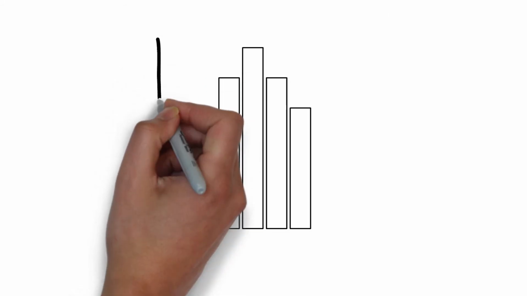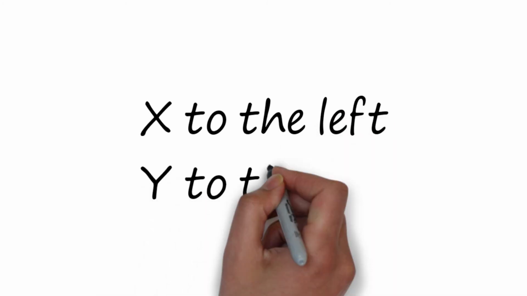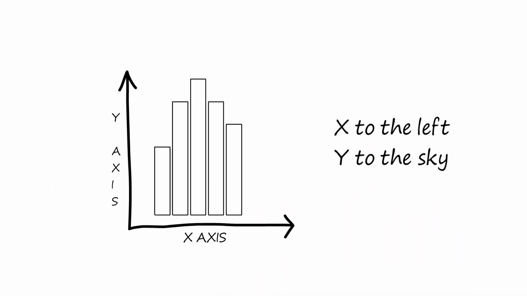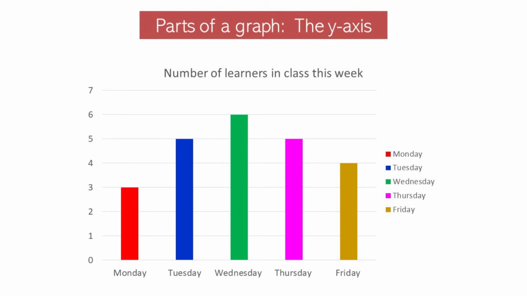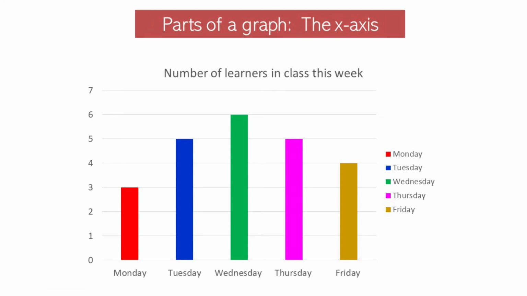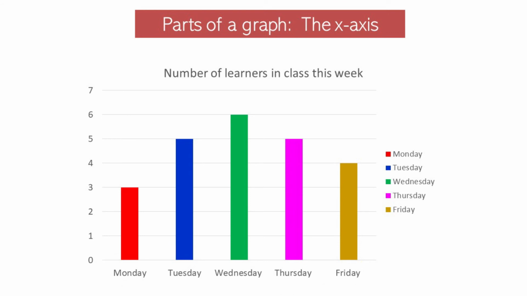Remind learners that in a bar graph there is a y-axis and a x-axis. Inform them that you are aware that it might have been hard for them to remember which one is which. Teach them the rhyme, x to the left and y to the sky. The y-axis runs vertically, up and down. The y-axis usually has numbers for things being counted. For example, in this example, it shows the number of children in the class. The x-axis runs horizontally or flat. The x-axis usually represents time periods or names of things being compared, in this case, the days of the week.